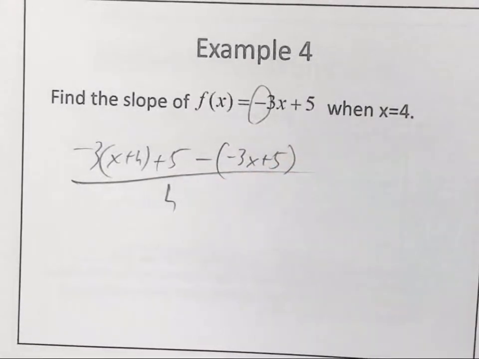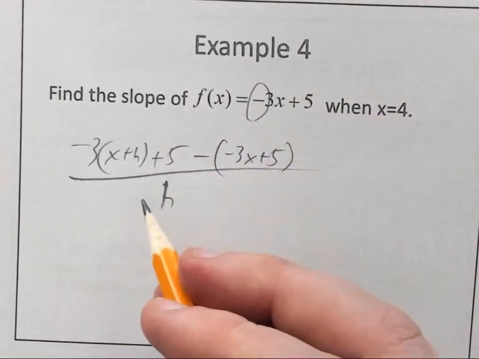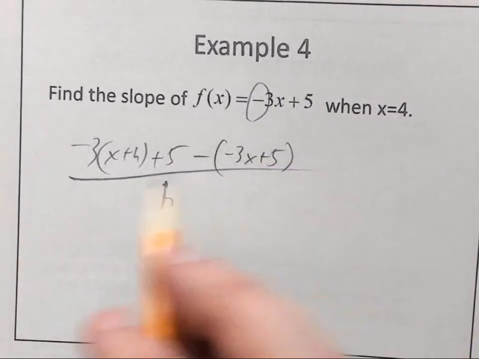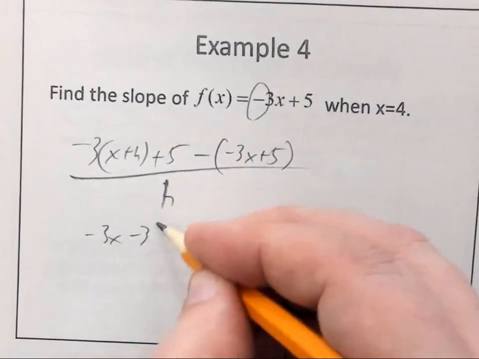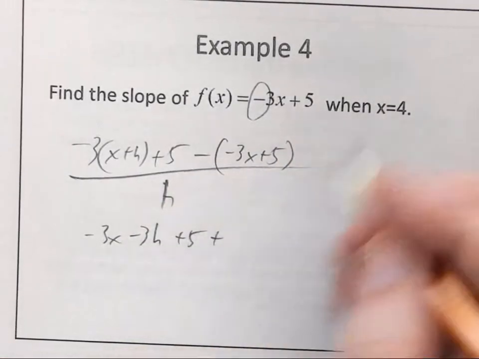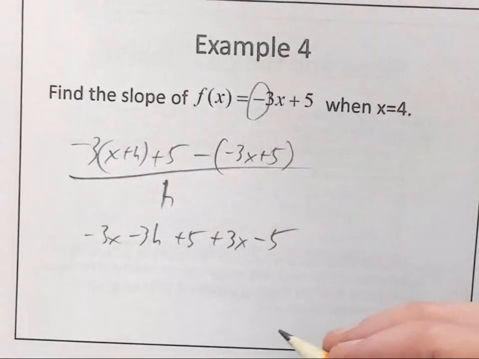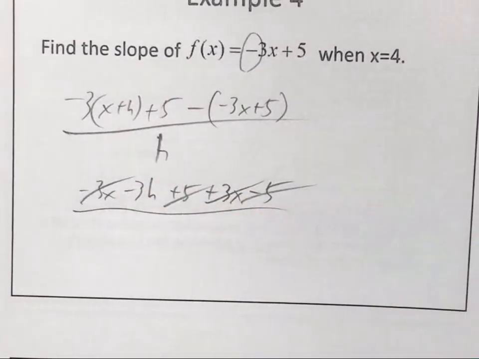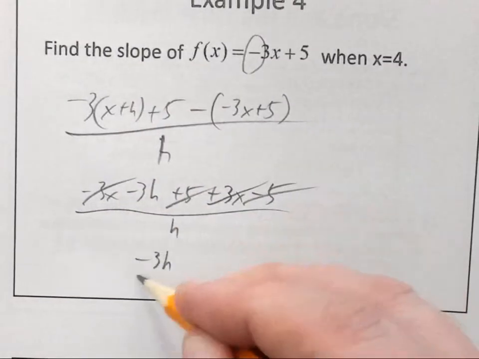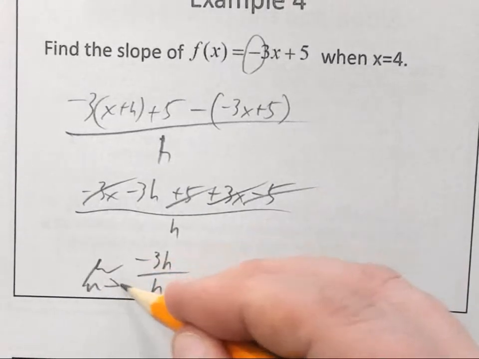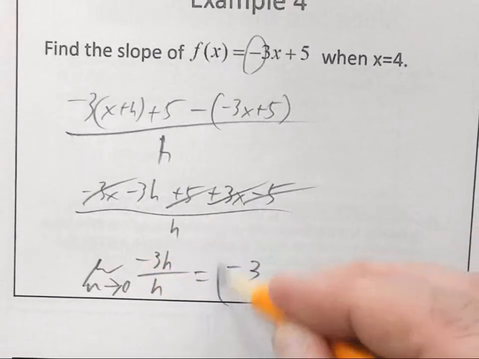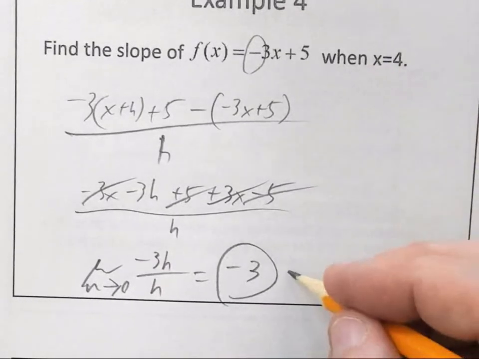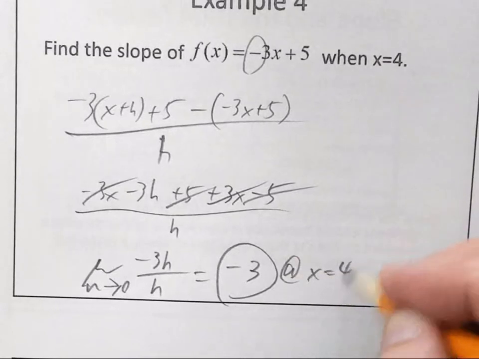Okay? Considering the people that miss half a point, there's usually a negative sign. So when I subtract there, I'm going to distribute the negative sign: -3x minus 3h. And then what cancels? You're left with -3h over h, and since h is going to 0, -3. It doesn't matter where the point is. Technically it's -3 at x equals 4.